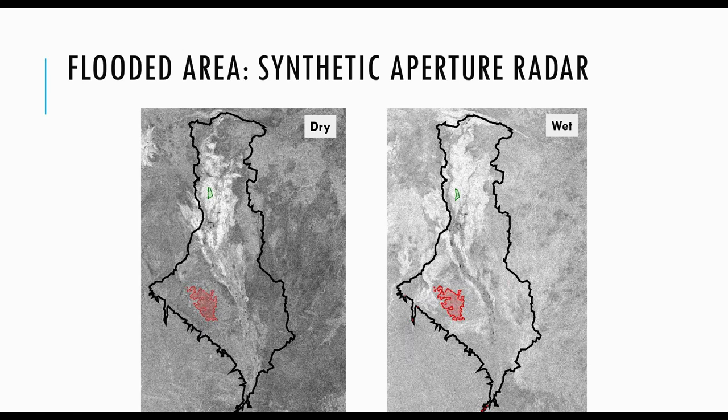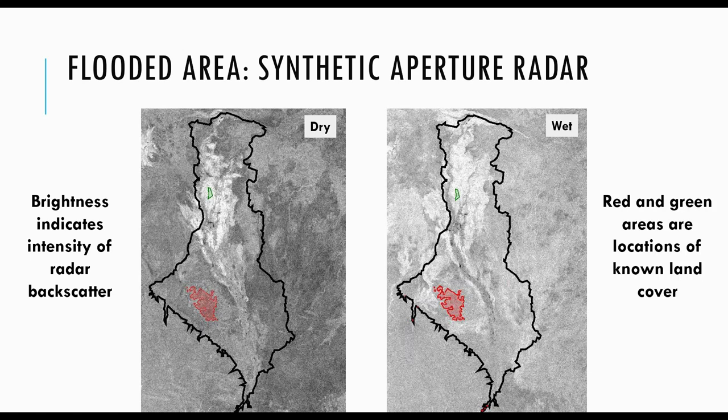This is just an example of what the Sudd looks like during a dry period or a wet period. When I'm using synthetic aperture radar here, brightness indicates the intensity of the radar backscatter back to my sensor. On this map, the red and green areas are locations where we actually know what the land cover is. The green area is a place that is consistently flooded, the red area being slight highlands. It's a very flat area, but it's up a few meters, and therefore it stays dry.